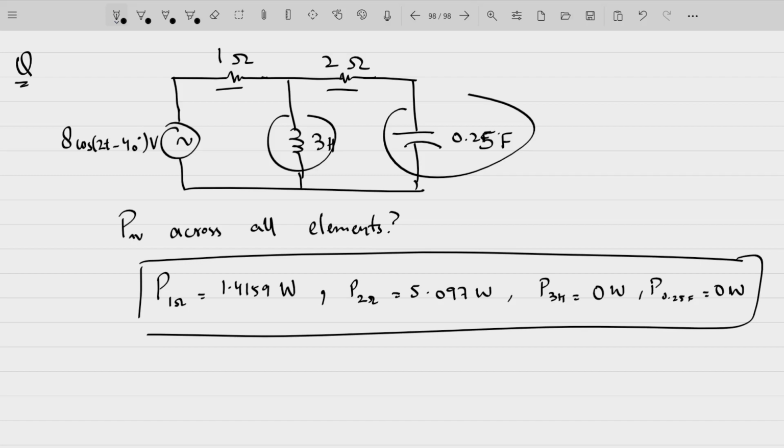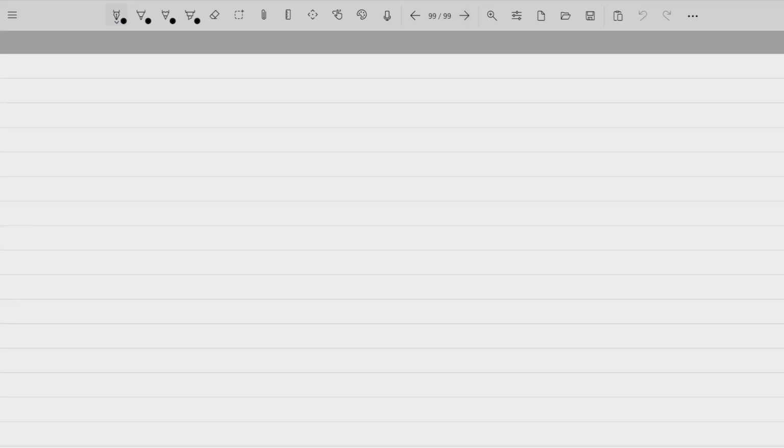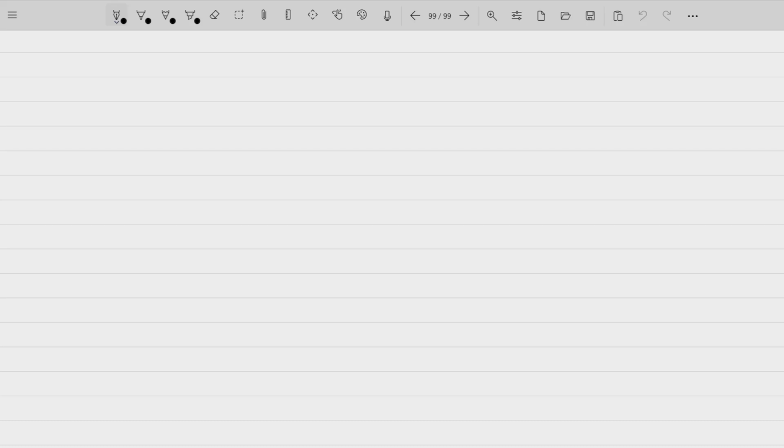With regard to the question that I had given you yesterday, these are the average values of powers across different passive elements. Across the 1 ohm resistor, the average power is 1.4 watts. Across the 2 ohm resistor, the average power consumed is 5.097 watts. And across the reactive elements, the average power consumed is 0. Okay. So we'll be doing more numericals towards the end.